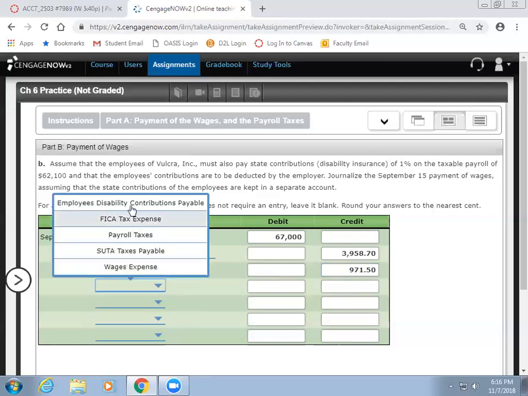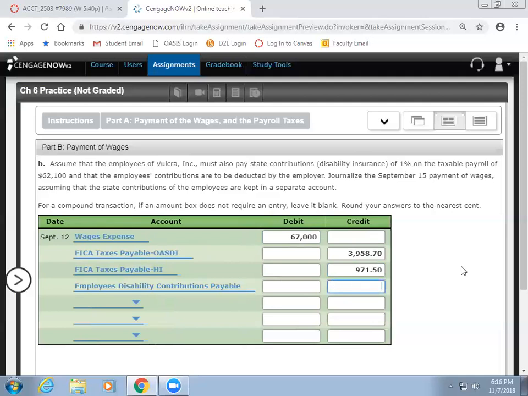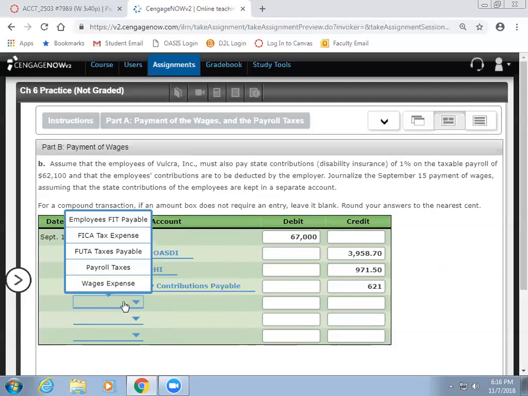The next one they prompt us for is actually that disability contributions payable. So I'm going to choose employees disability contributions payable. Okay, so we're paying disability insurance. Well, they told us it was 1% of a total taxable payroll of $62,100. So what is my payable for? Very good, $621. So I just take the 1% of the taxable payable they gave me.